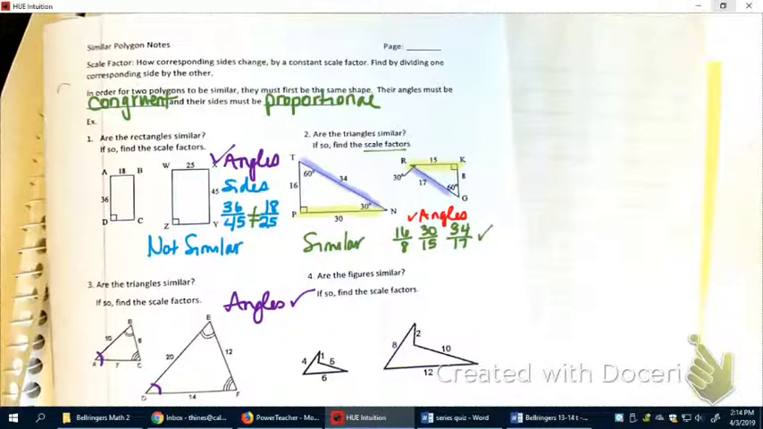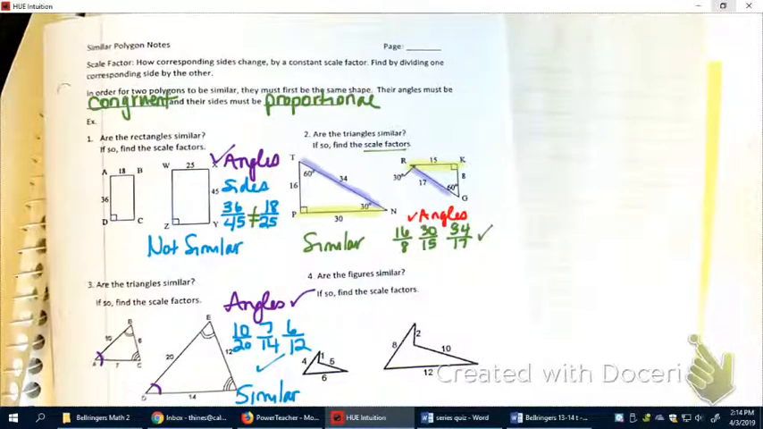Okay, well, what side corresponds with 10? 20. What side corresponds with 7? 14. And what side corresponds with 6? 12. They're all the same. So it's also similar. If I had to write the scale factor, I'd say a half or 2 if you did it the other way. Any questions?